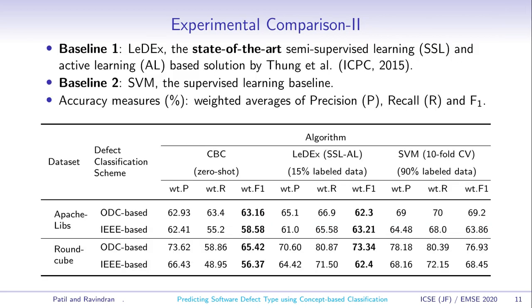This table compares the proposed approach on all the combinations of different datasets and classification schemes. From this table, we note that the CBC approach is a viable alternative to the state-of-the-art.